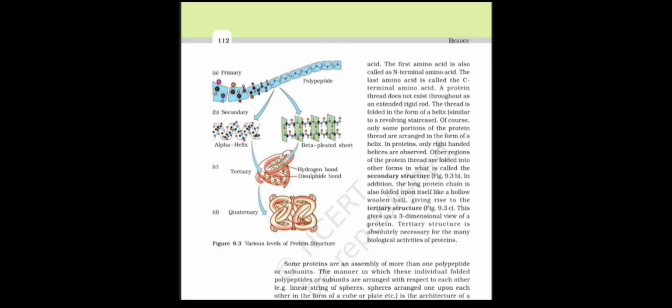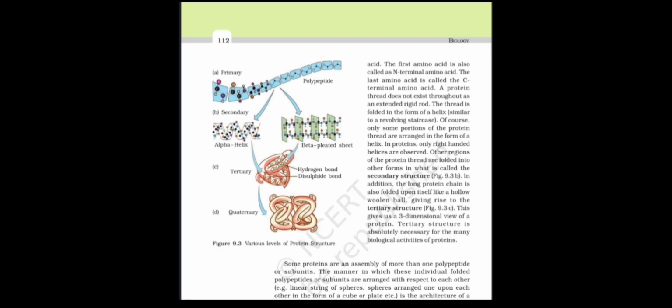A protein thread does not exist throughout as an extended rigid rod. The thread is folded in the form of a helix, similar to a revolving staircase. Of course, only some portions of the protein's thread are arranged in the form of a helix. In proteins, only right-handed helices are observed. Other regions of the protein thread are folded into other forms. This is called the secondary structure.